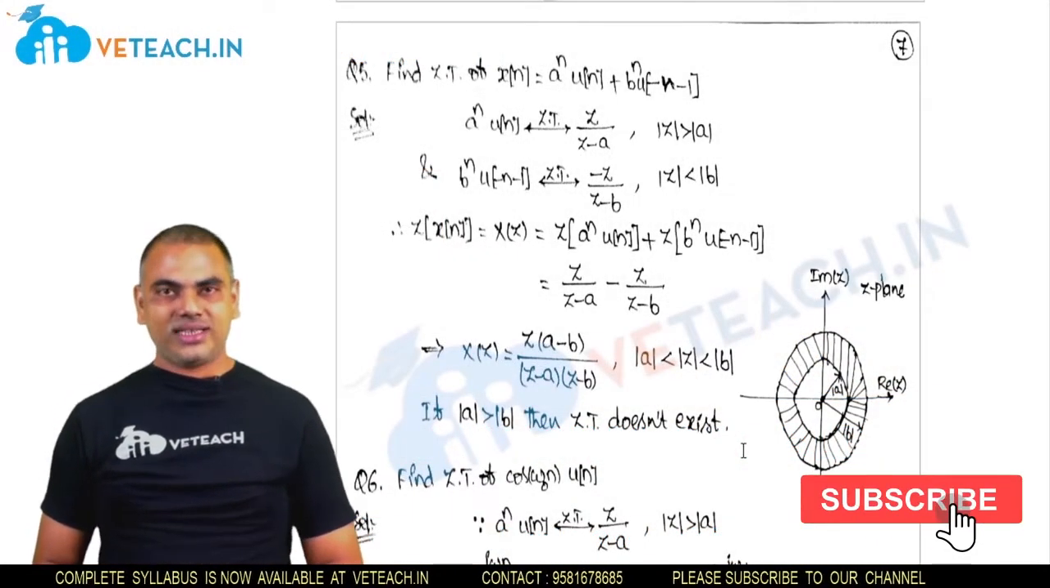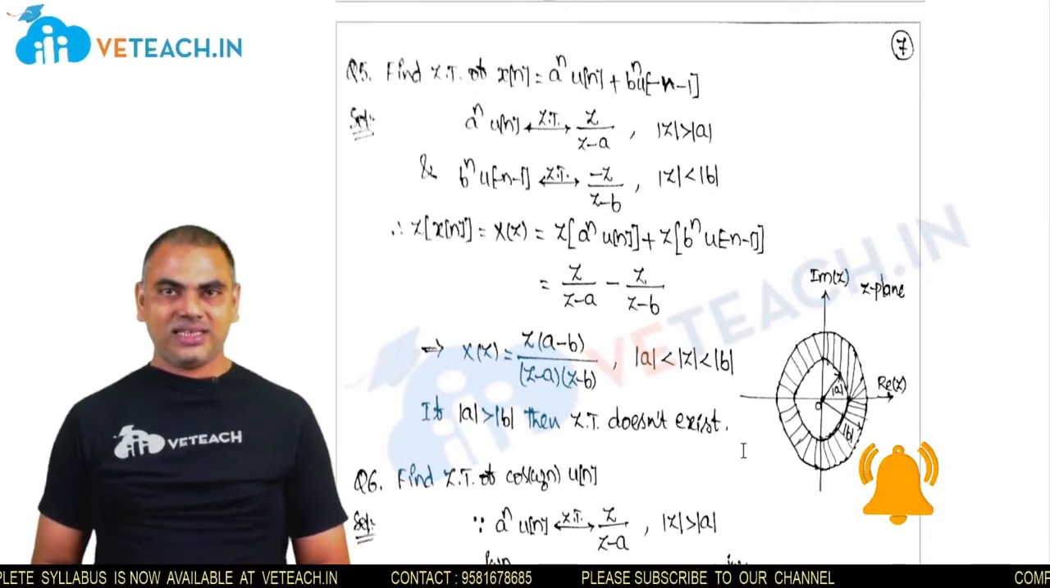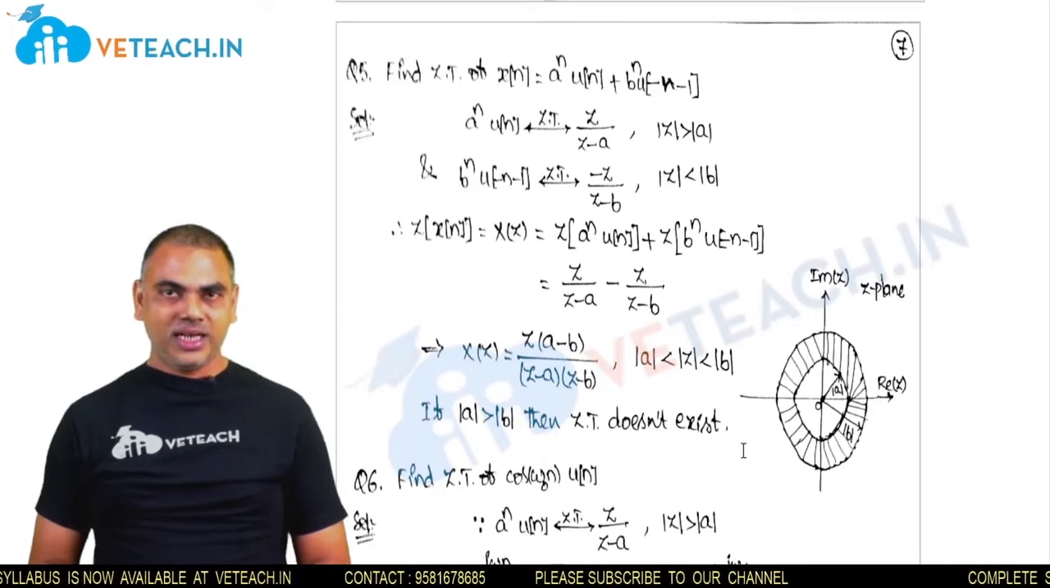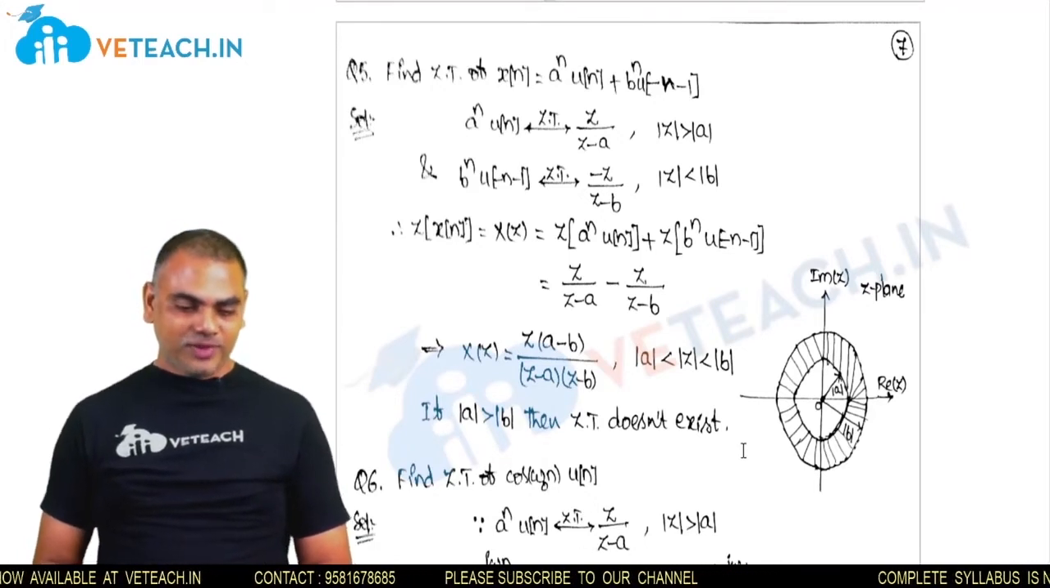Now I am going to discuss some problems related to the Z transform. In the previous class we discussed around 4 problems. Now we will continue with the 5th problem. Now take that 5th problem.